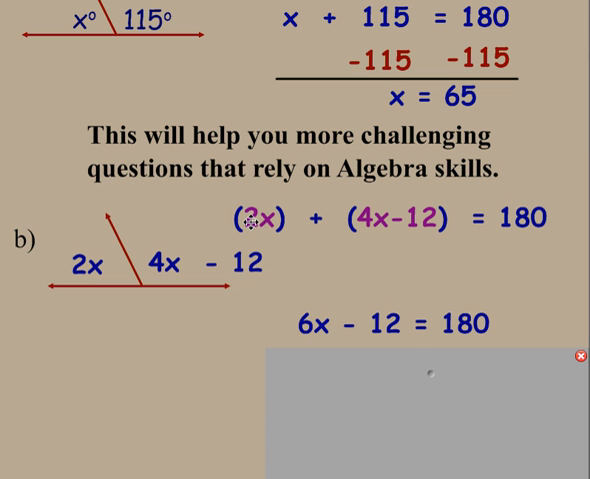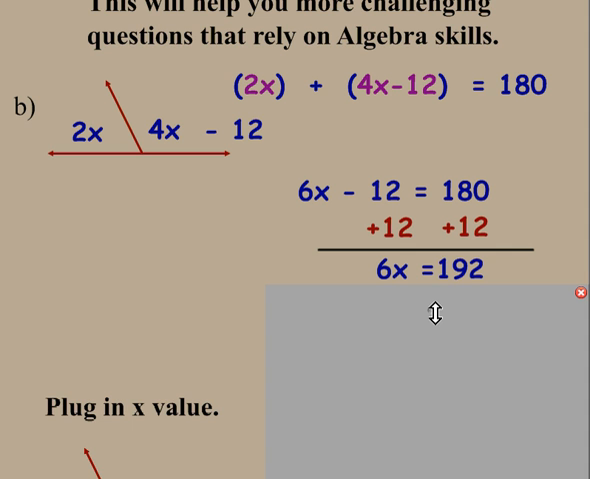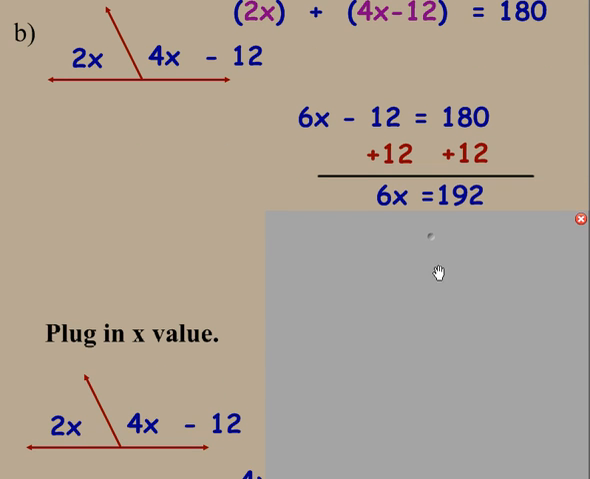I combine the like terms. Notice how I went 2 plus 4 is 6. So I combine the like terms. And then I have to do the additive inverse, undo the addition and do subtraction, however you want to say this, of the minus 12, and the opposite is plus 12. So I get 6x equals 192. Do a division, and I'm going to get 32.